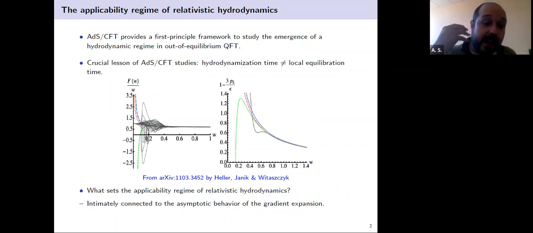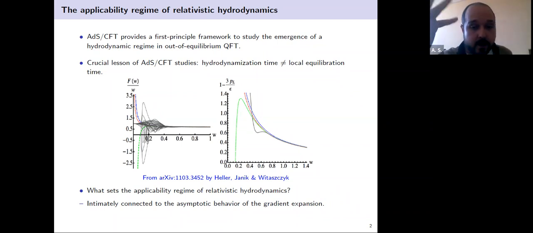And of course, understanding the applicability regime of relativistic hydrodynamics is a question which is ultimately intimately connected to the asymptotic behavior of this gradient expansion. For instance, you can imagine that when relativistic hydrodynamics becomes applicable in this regime, which is still far from local thermal equilibrium, this is due to the fact that the gradient expansion is converging very fast to a finite value.